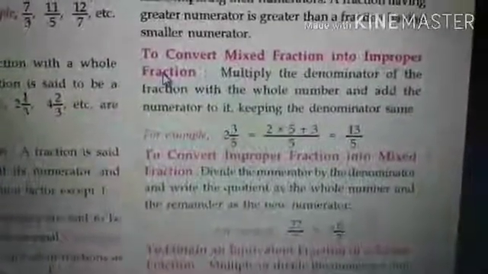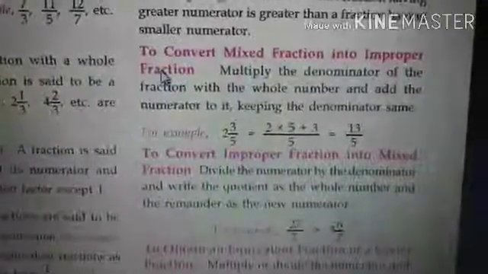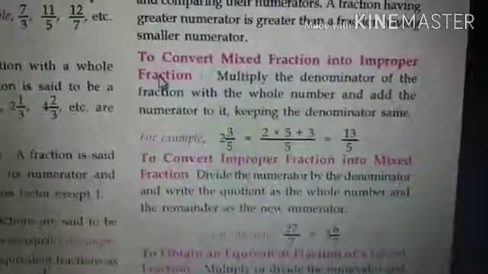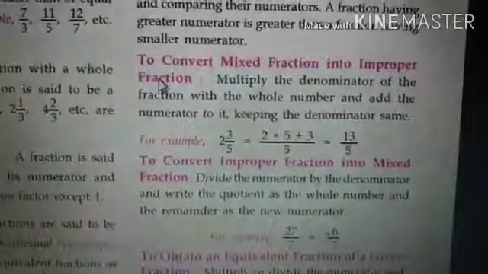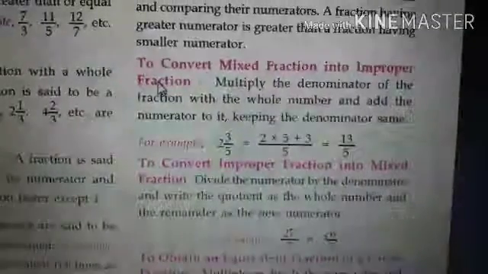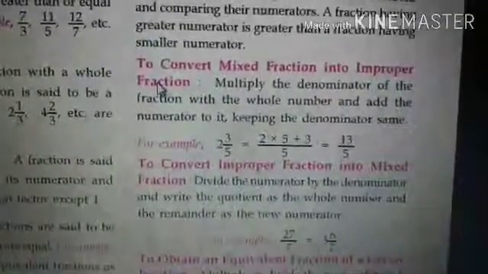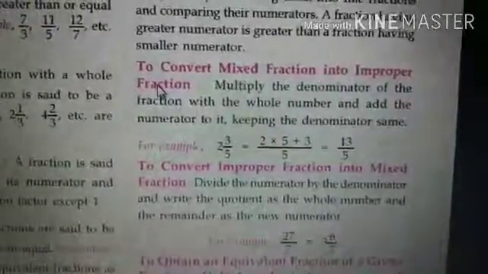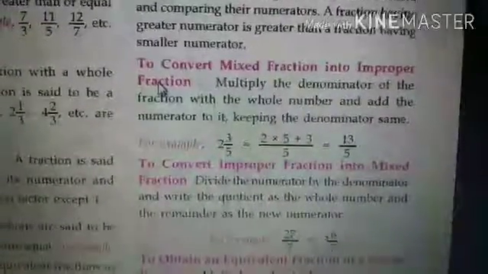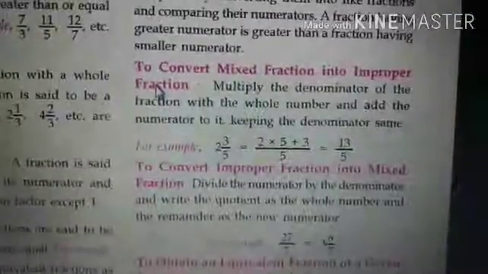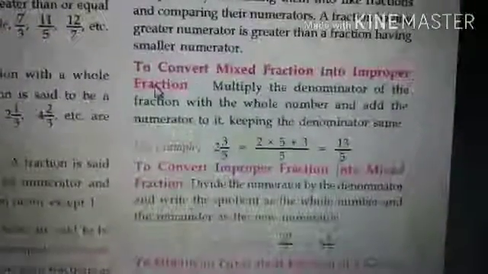So first of all, we put as a numerator 2 into 5 plus 3. We multiply the whole number with the denominator and add it to the numerator, with 5 as it is. It is equal to 2 fives are 10, 10 plus 3, 13. So the improper fraction will be 13/5.